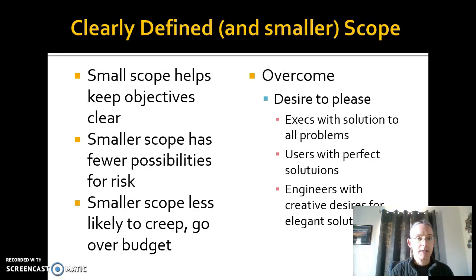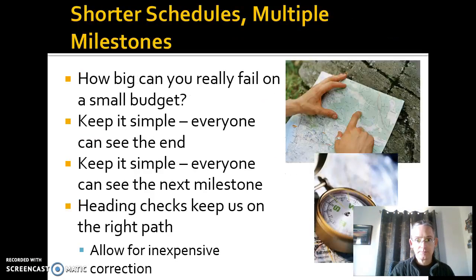Scope. Keep your scope as small as possible. Small scope helps keep the objectives clear. Don't take on a bunch of, "Hey, while we're there, we should do this," or "Hey, this would be great if we did." Keep your scope small and fairly well defined. It overcomes that desire to please everyone that comes along.